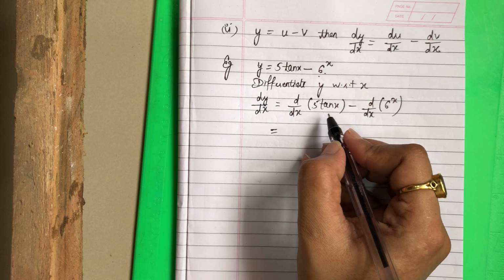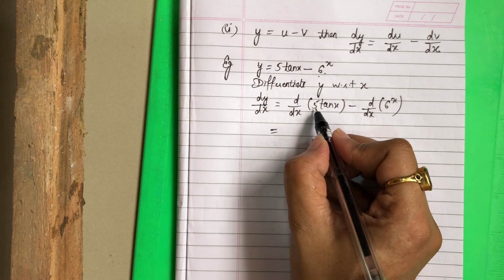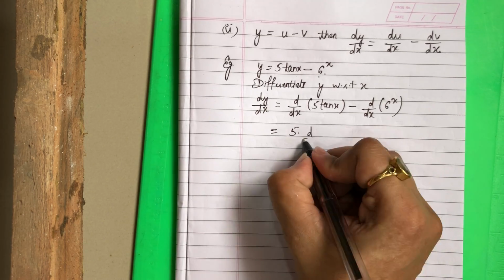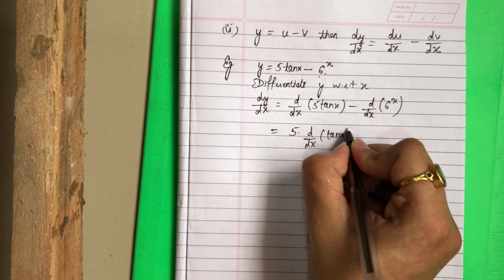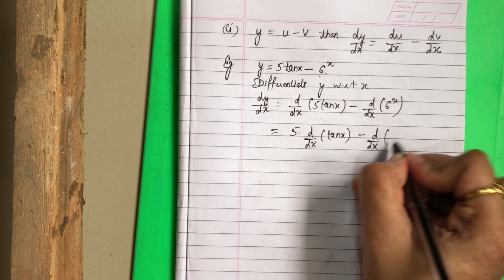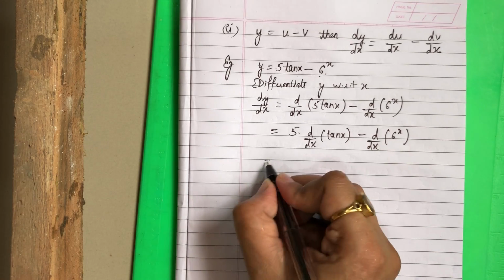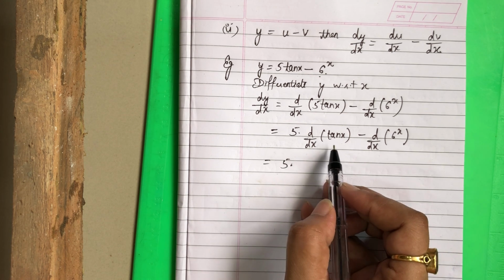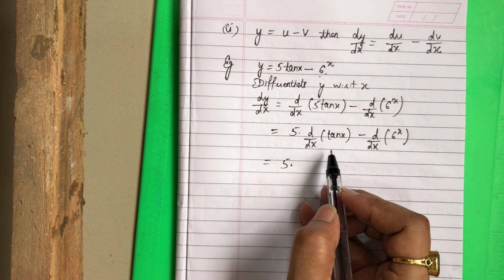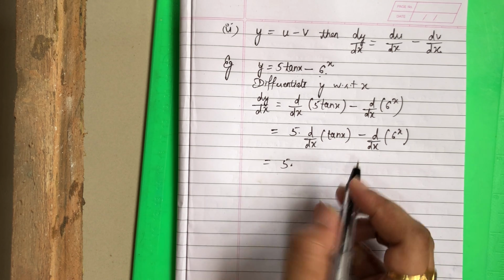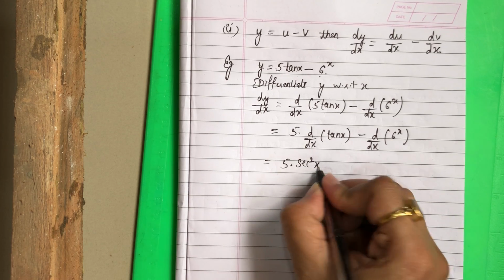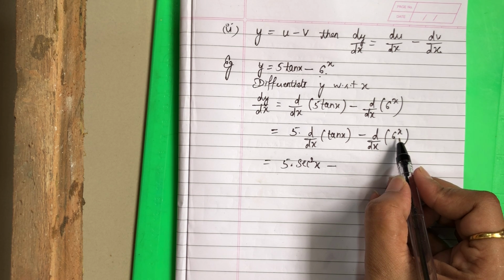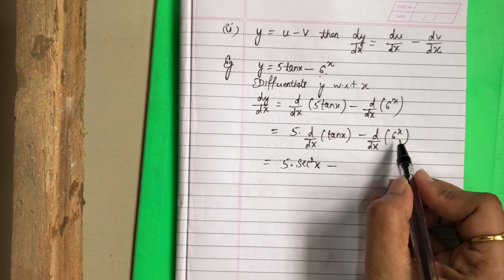Now we know that while differentiating, this 5 is our coefficient. Take the coefficient outside, 5 into d by dx of tan x minus, this would be as it is, 6 raised to the power x. So 5 into, the formula we have used, d by dx of tan x is sec square x. So in place of d by dx of tan x we can write down sec square x minus the formula of a raised to the power x differentiation, that is a raised to the power x log a.